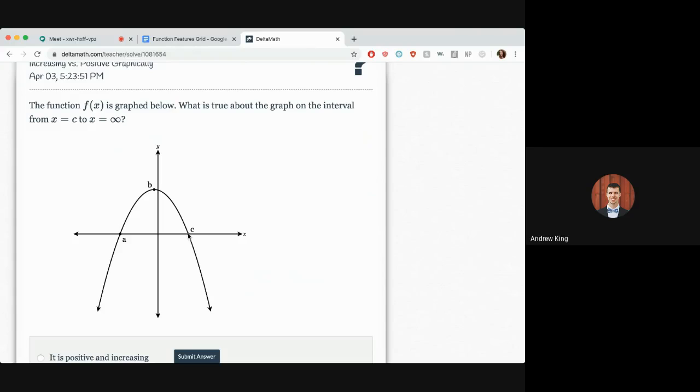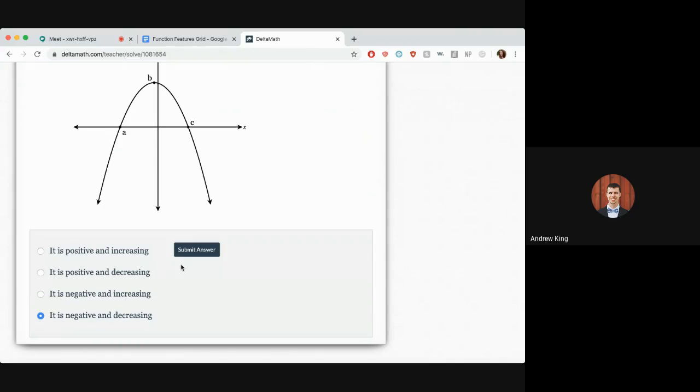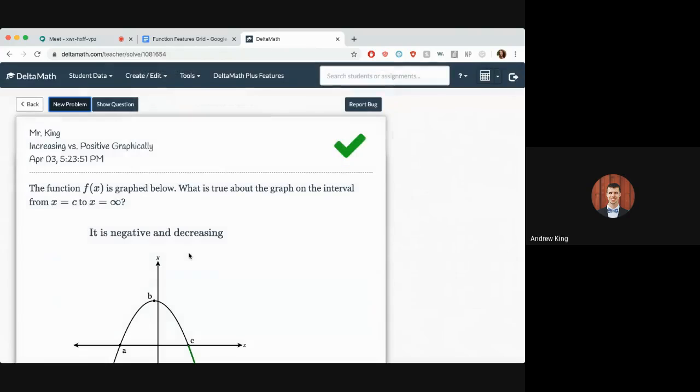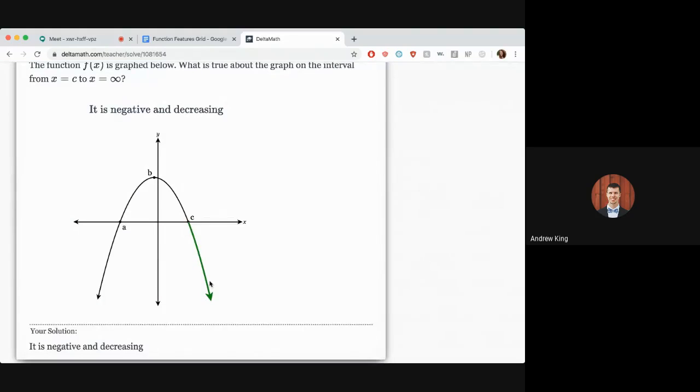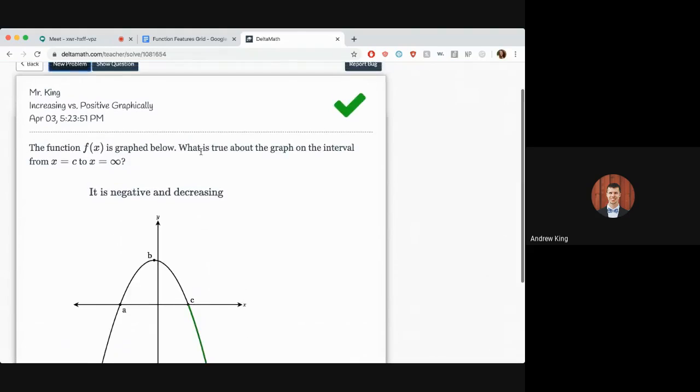Well, as I go from c to the right, it's decreasing, it's getting lower the whole time, and it's below the x-axis. So on this entire interval, it's negative and it's decreasing. It's negative and it's decreasing, right? They'll highlight it in green for you on the example, and then you can decide for yourself there.